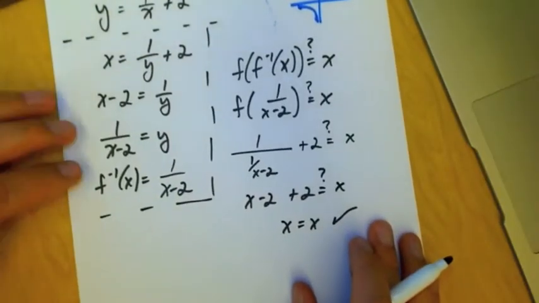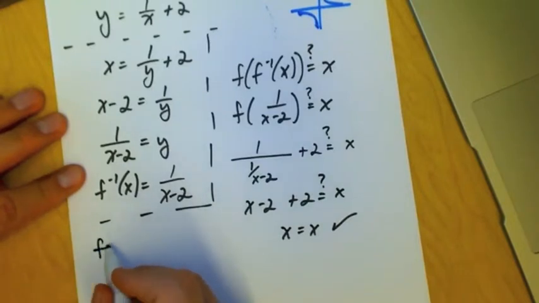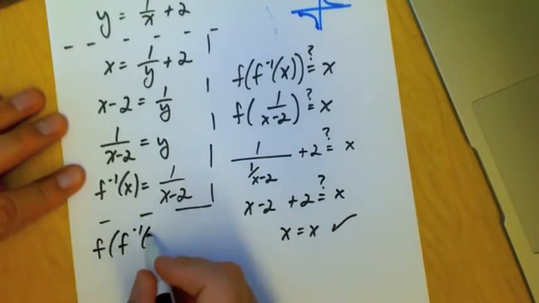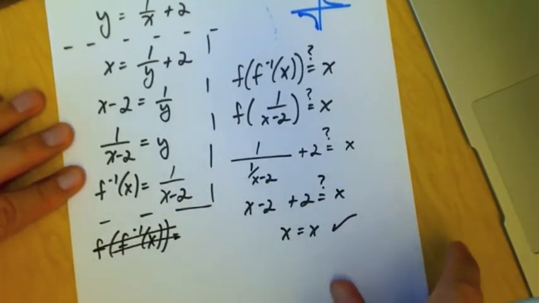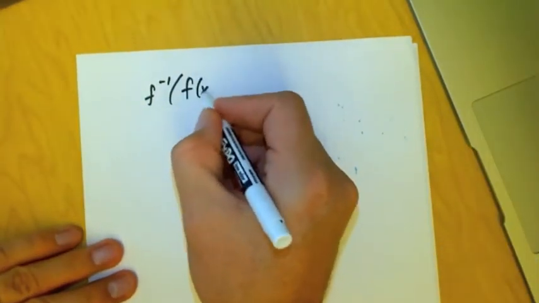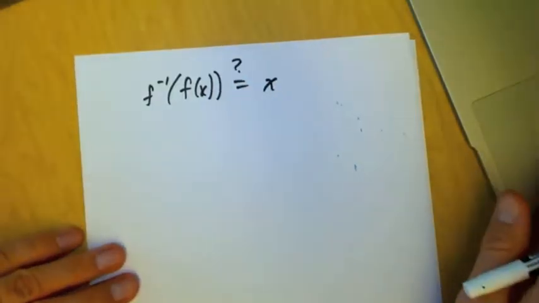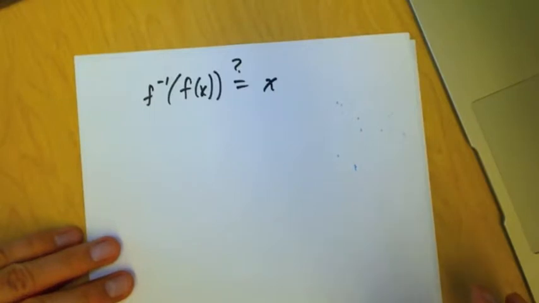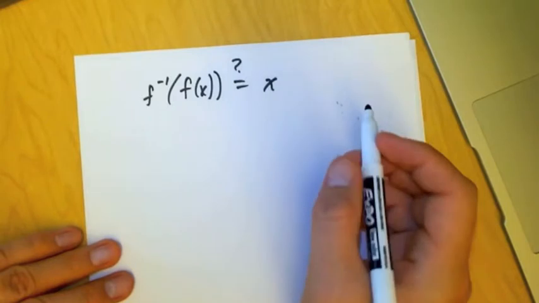We should also check the other way. What if we do f composed with the inverse? Whoops, we did that one. Let me put on a new piece of paper here. So what about f inverse of f of x? What's that equal to? Well, hopefully it's equal to x. If it's equal to x, then we have proven algebraically that yes, these are inverse functions.